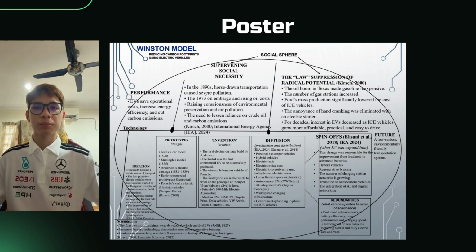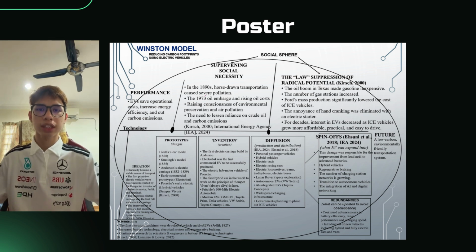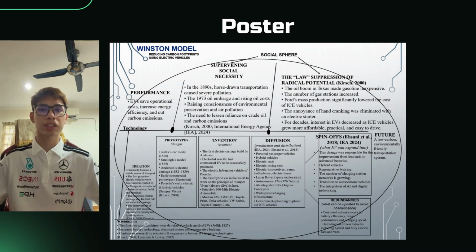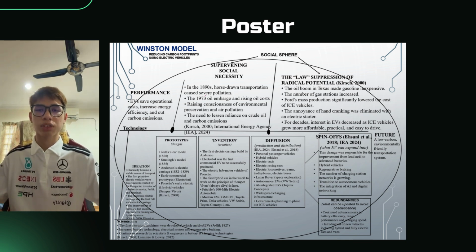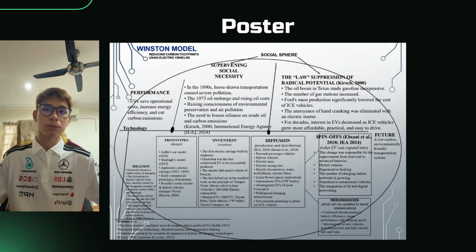Today I will be explaining our Winston model on reducing carbon footprint using electric vehicles. The Winston model explains how a technology evolved by looking at both technological development and social influences. It helps us understand why an innovation was created, how it developed over time, and how it affects society. I will begin by explaining the background and the early stages of electric vehicle development.